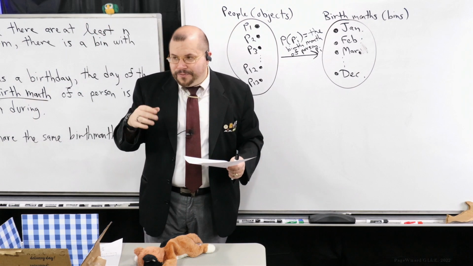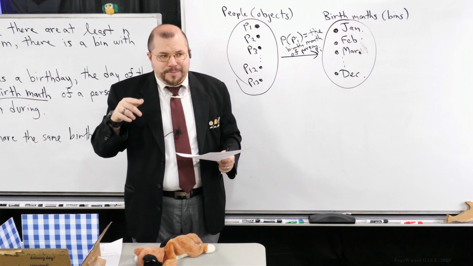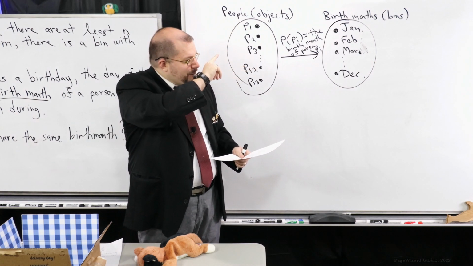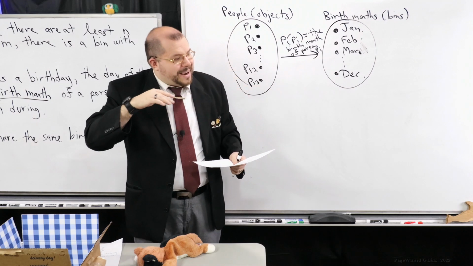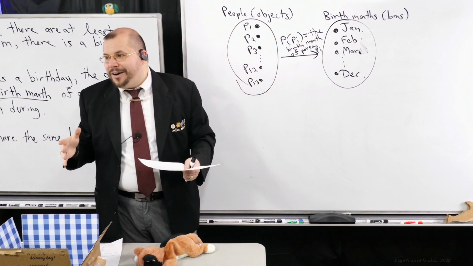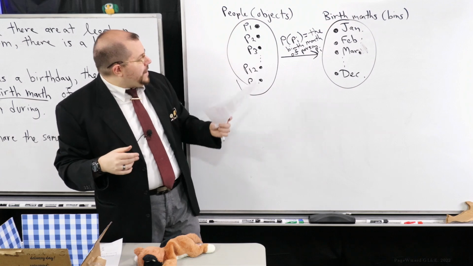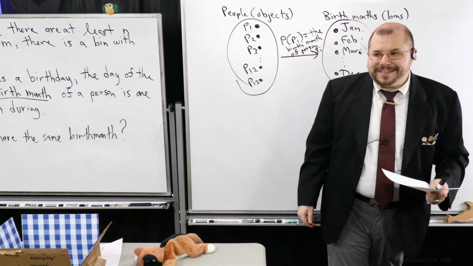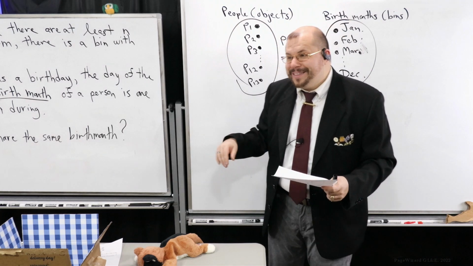But you have to be very careful when you use the pigeonhole because remember, these are objects, those are the bins. I need to be able to put the objects into the bins. It isn't that I get an option to not put them in the bin, right? They all have to go into some bin. Like everybody here has a birth month. Nobody's just going to be sitting off to the side saying, I don't have a birth month.